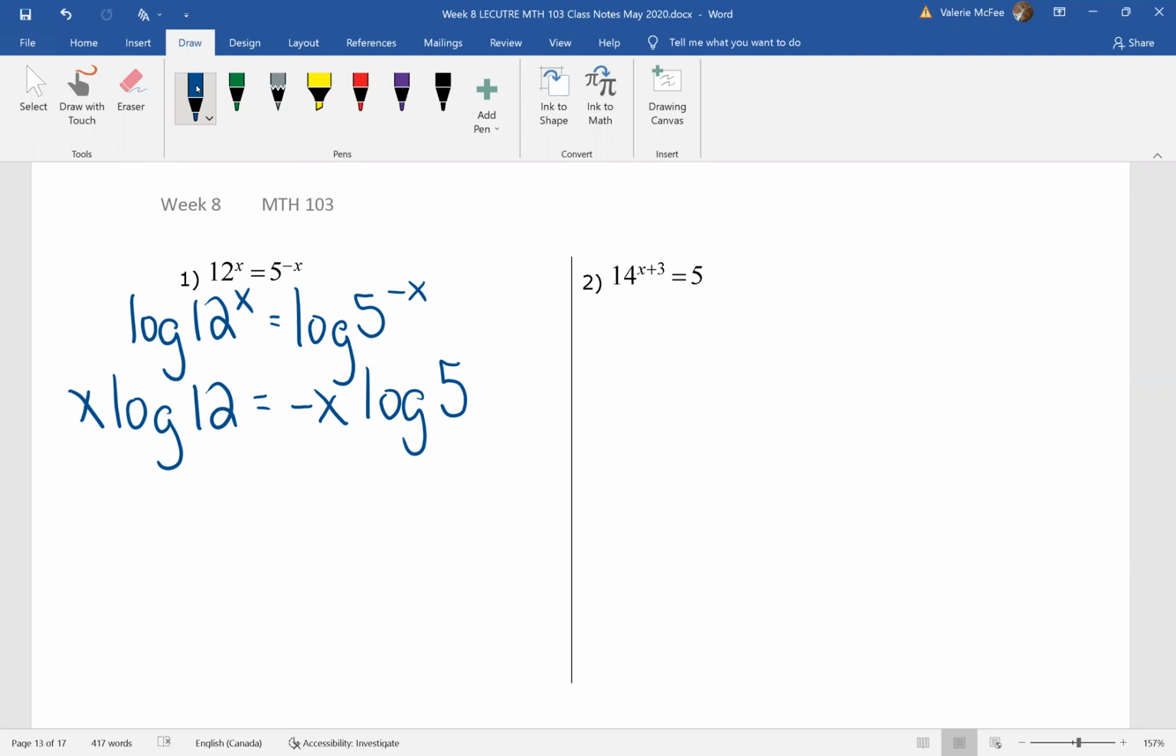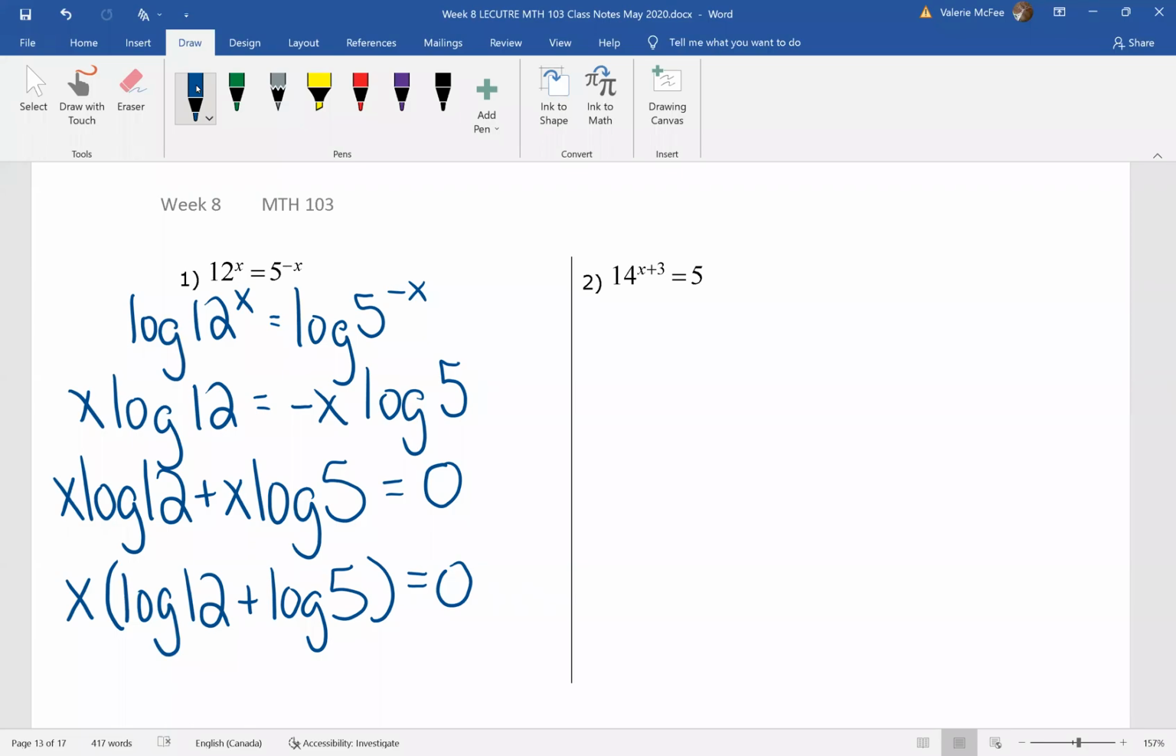The next step said we wanted all of our terms with x on the same side. We see that x is common. Now we could divide both sides by that factor, but you should know that if we have 0 in the numerator, x is going to have to equal 0. And remember, we don't need to check our solutions here because our domain is the set of all real numbers.